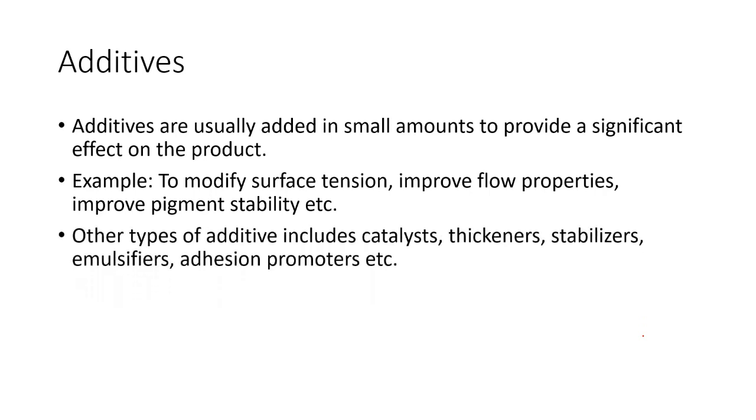And other types of additives include catalysts. There can be thickeners wherever required. They can be stabilizers, emulsifiers, or adhesion promoters. Okay, so these are the different kinds of additives we can use in the paint.